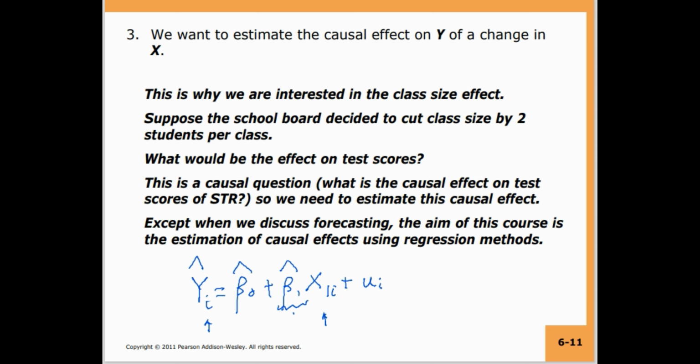So suppose the school board decided to cut class sizes by 2 students per class. What would be the effect on test scores? So why are we interested in beta 1 hat? Because sometimes, say, cutting class size by 2 students per class means the school would have to hire more teachers, or have more number of classrooms.